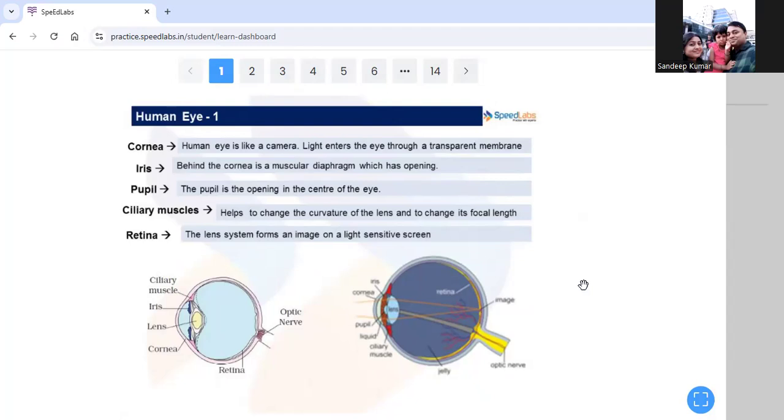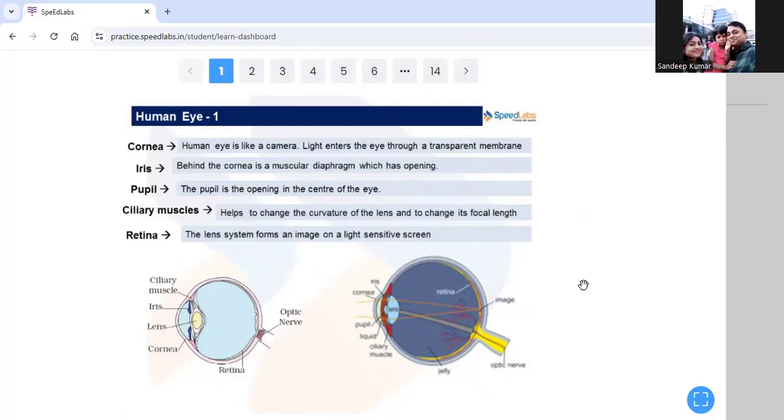So what is the cornea? Light enters the eye through the transparent membrane that is called the cornea only. This part is the cornea, children, you see. Iris: behind the cornea is the muscular diaphragm, which has an opening. That is called what? Iris. This is the iris.